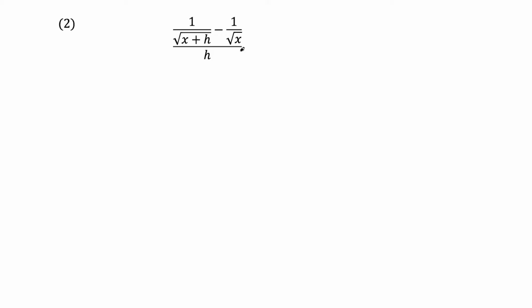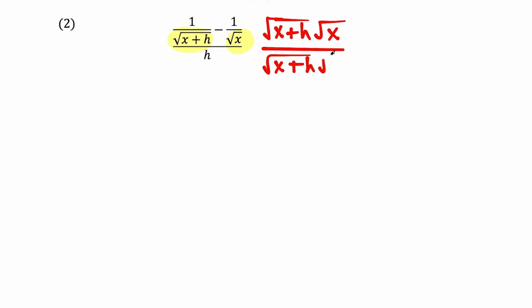Question 2, we have this fractional expression here, and same idea as the first example. We want to get rid of these denominators that show up in the numerator of the big fraction. So we can multiply by square root x plus h and square root x. Okay, so we're going to multiply by the least common denominator of what we see in the numerator. And if we do that to the top, we have to do the same thing to the bottom. Okay, so let's go ahead and do this.